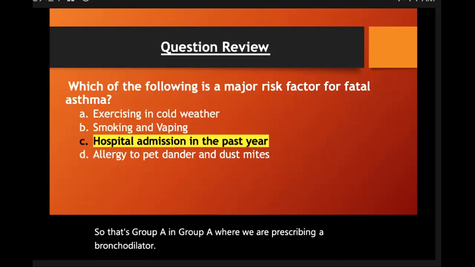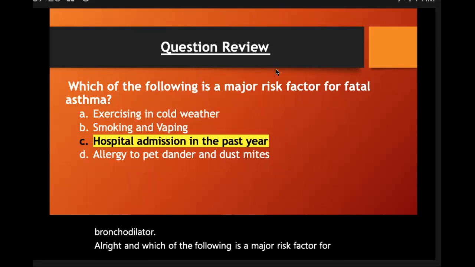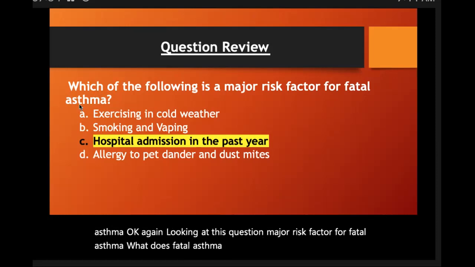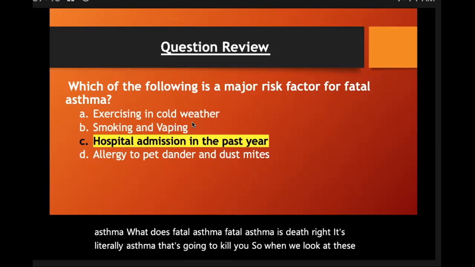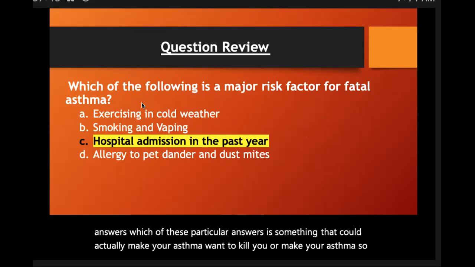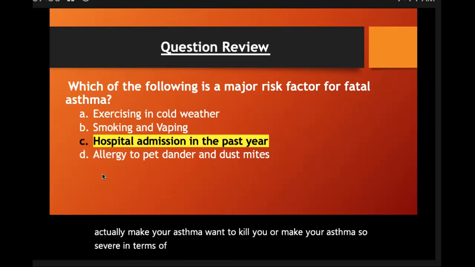All right, and which of the following is a major risk factor for fatal asthma? Okay, again, looking at this question, major risk factor for fatal asthma. What is fatal asthma? Fatal asthma is death, right? It's literally asthma that's going to kill you. So when we look at these answers, which of these is something that could make your asthma so severe in terms of an exacerbation that it will actually kill you? So allergy to pet dander, we can throw that out immediately.